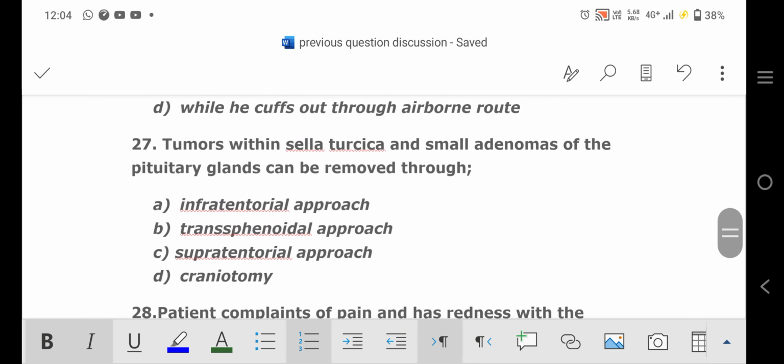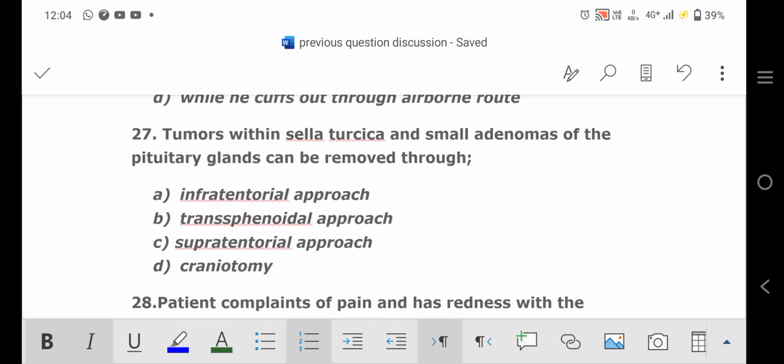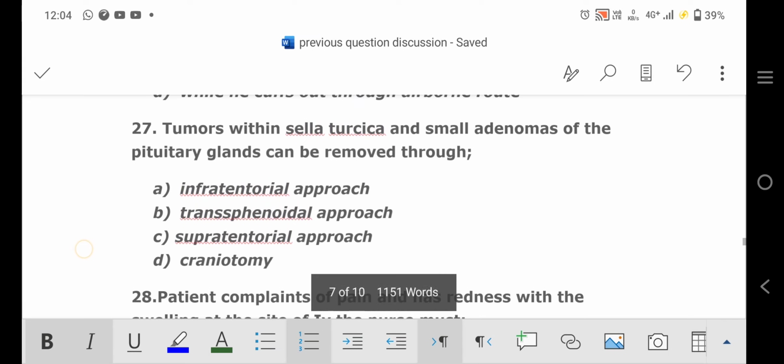Next question. Tumors within sella turcica and small adenomas of the pituitary gland can be removed through. Options: infratentorial approach, transsphenoidal approach, supratentorial approach, and craniotomy. Usually we are using the transsphenoidal approach. Here the answer is transsphenoidal approach.